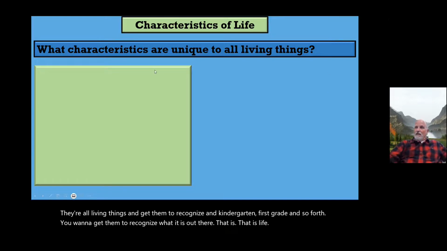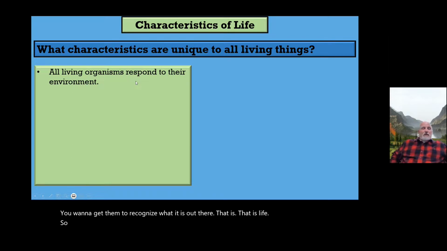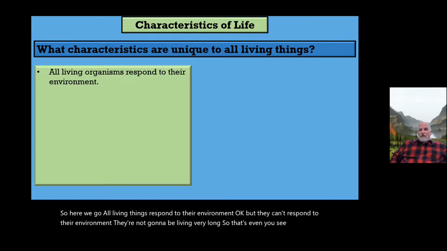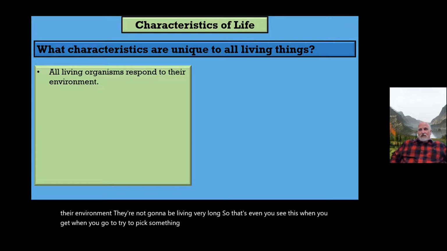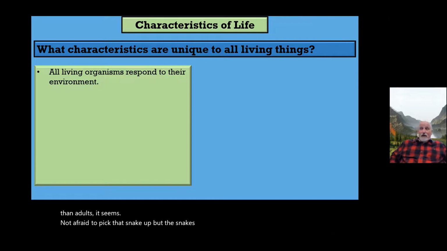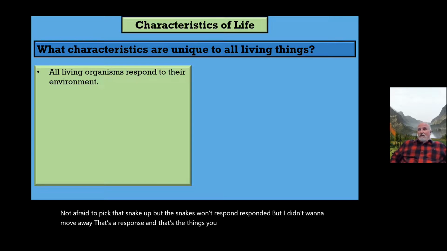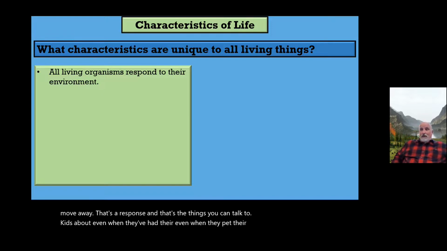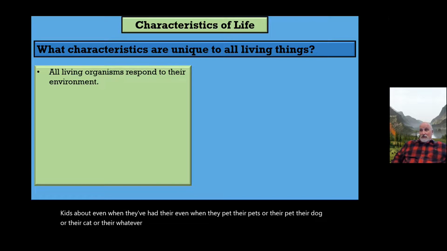Okay, so here we go. All living things respond to their environment. If they can't respond to their environment, they're not going to be living very long. You see this when you go to try to pick something up, or kids, all the time, pick things up more than adults, it seems. They'll go out there and they're not afraid to pick that snake up, but that snake's going to respond. So it's going to bite them, or it's going to move away. That's a response, and that's the thing you can talk to kids about, even when they pet their pets, whether they're petting their dog or their cat or whatever. That critter responds to what they do. That's what an animal does.